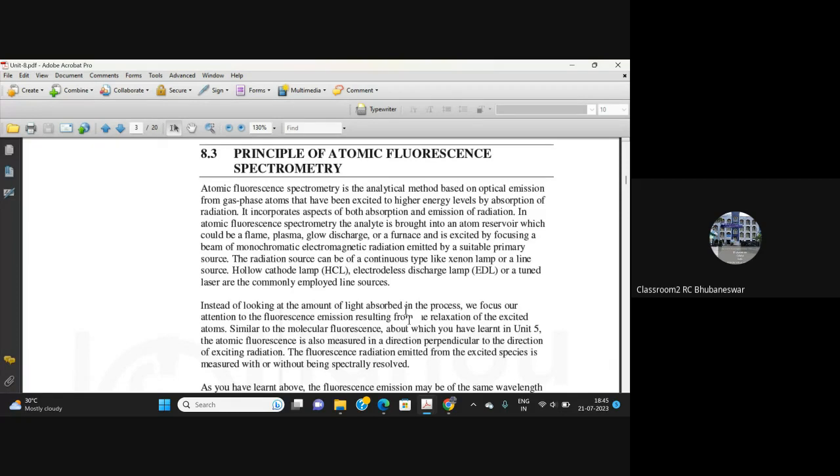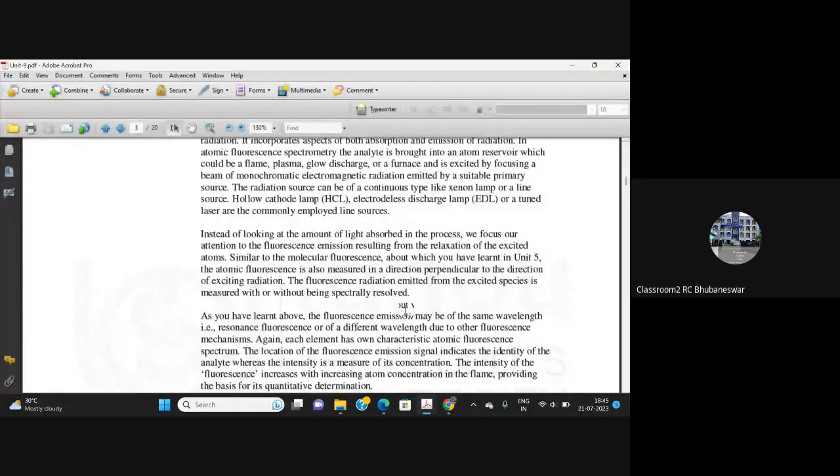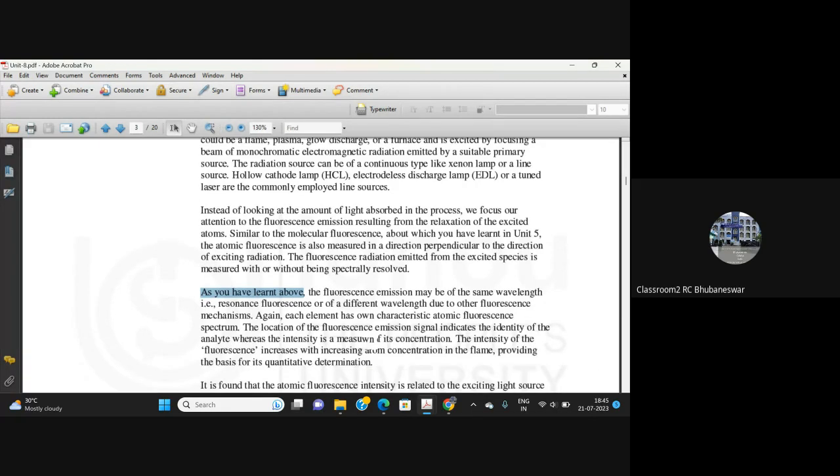Obviously, these classes are not enough. We'll just show you the path, but you have to walk on your own. So you have to read a lot for that. As I was telling you, here everything, see what is written as you have learnt above. This is happening, that is happening. It is written nicely in your material.